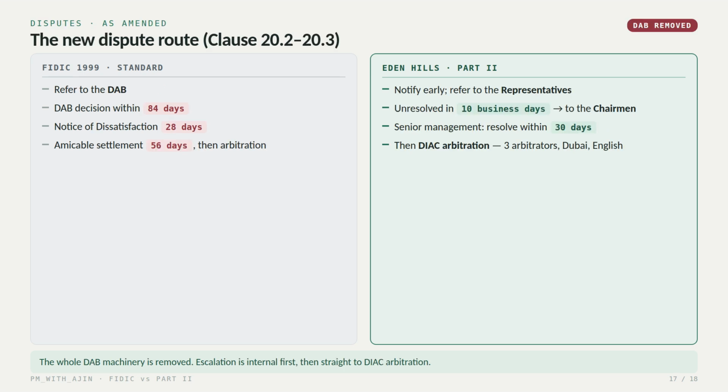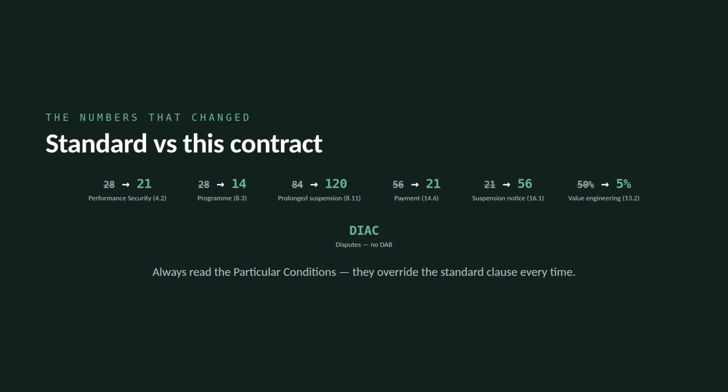Let's look at that new dispute route in detail. Instead of the dispute adjudication board, the parties first refer the matter to their representatives. If it is not resolved within 10 business days, it goes up to the chairman of each party, who have 30 days to reach a resolution. If it is still unresolved, the dispute goes to arbitration under the Dubai International Arbitration Centre before 3 arbitrators seated in Dubai in English. The whole 84, 28, 56-day DAB machinery is gone, replaced by internal escalation and then direct arbitration.